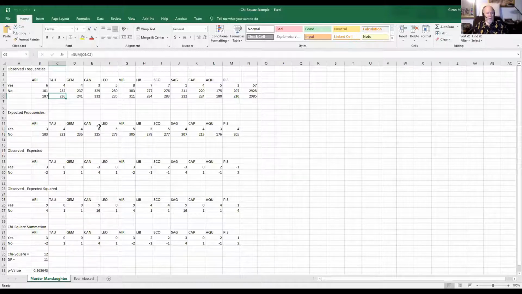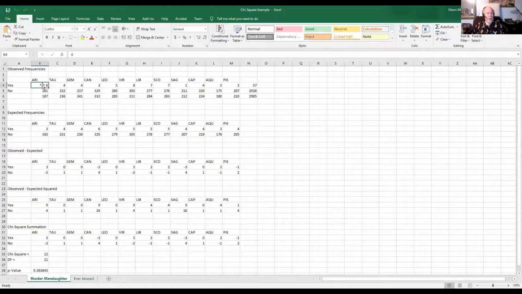You'll notice that the numbers are a little different. They're not wildly different. They're a little different than they are for the observed frequencies. For example, we observed 6 people who were murderers who had Mars in Aries. We expected to find 3. Is it Mars in Aries or Moon in Aries? They're all Mars in the sign. This will be true for the next example that we work together too. Taurus, we observed 4, we expected to find 4. And likewise, for the no, we observed 181, but we expected to find 183. So the next step in calculating the chi-square is simply to take and subtract the expected from the observed.